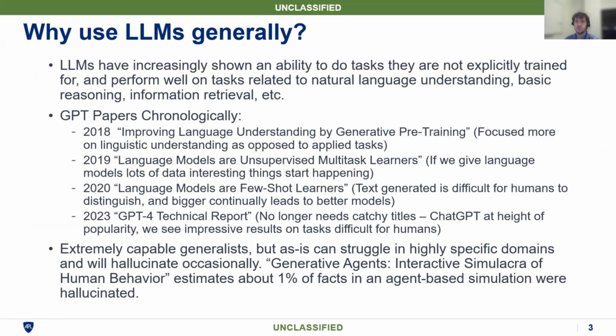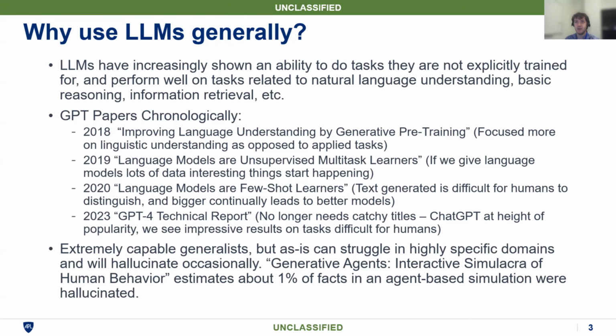So first I wanted to go through why should we use large language models generally? Basically the biggest reason is they have increasingly shown an ability to do tasks they are not explicitly trained for. And they perform very well on tasks related to natural language understanding, basic reasoning, and things like information retrieval.